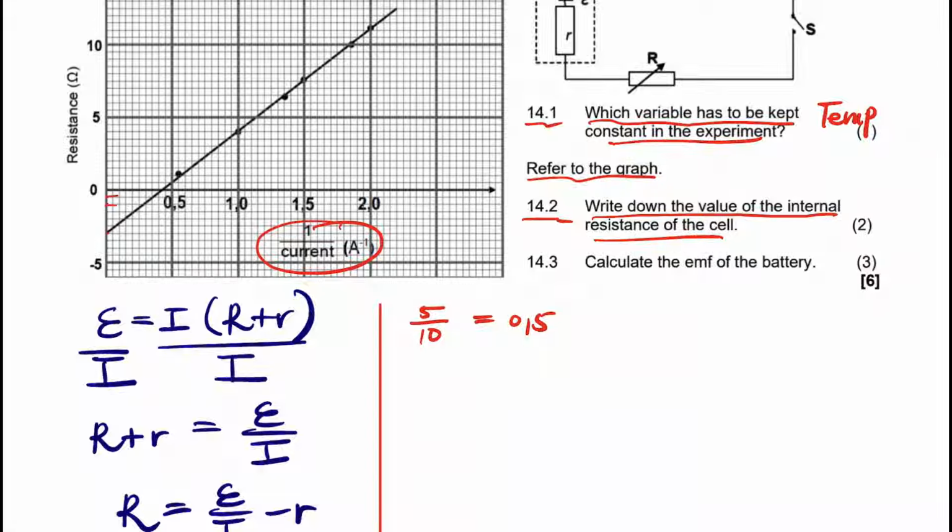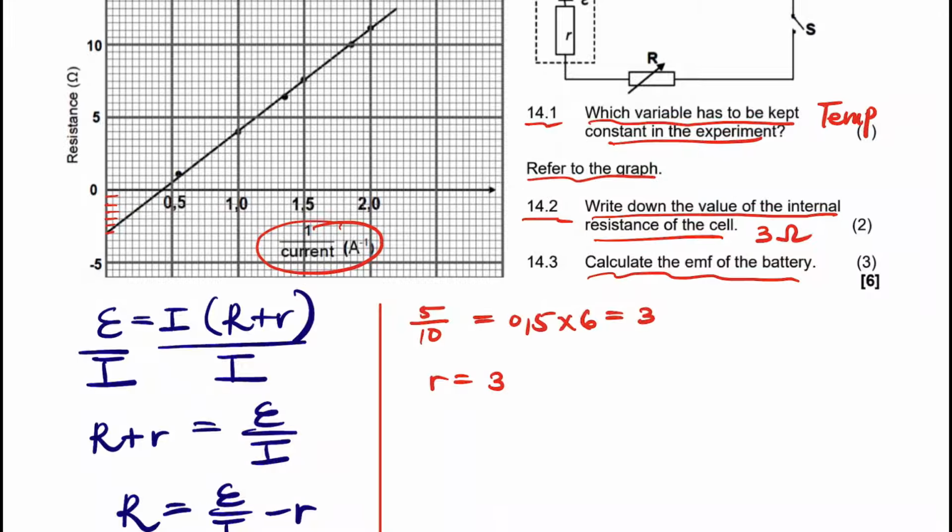It's 1, 2, 3, 4, 5, 6. So we'll say 0.5 times 6, which is going to be what? 3. So this simply means that the R there is 3, right? The R is 3. So we'll say here the answer is 3 ohms, right? The R there is 3 ohms. That's the answer there.